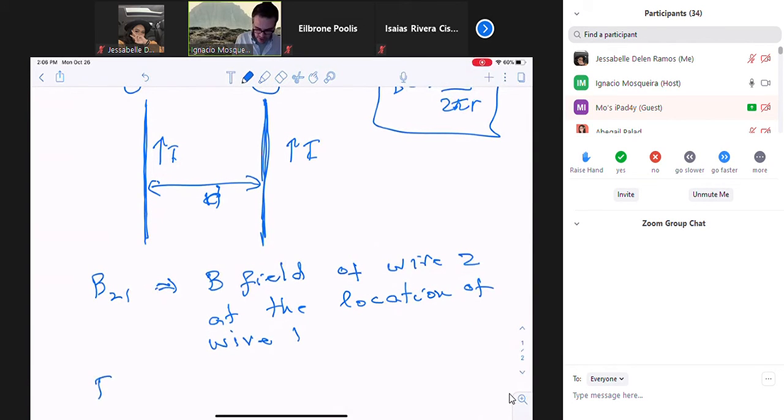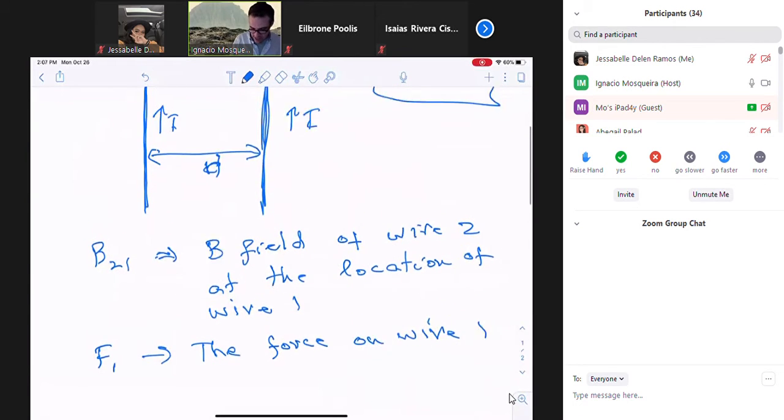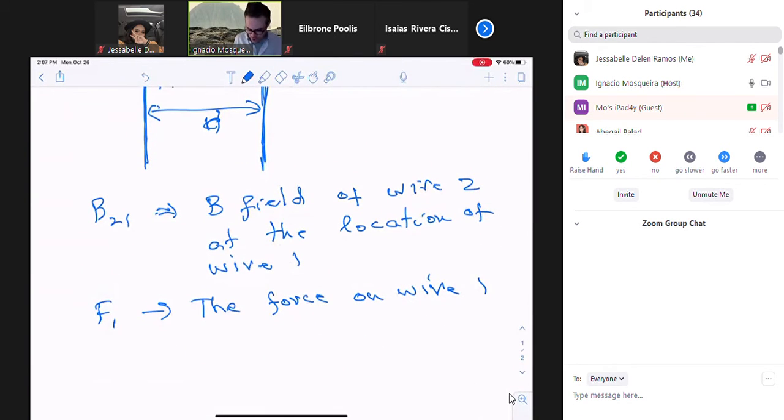Now I would like to also calculate F1. F1, let's forget the 2 part, is the force on wire 1. I guess it does matter. Well, no, it doesn't matter. Okay, the force on wire 1 due to the B field of wire 2. Okay? That's it. So first, let's try to see if we agree on the directions, though.